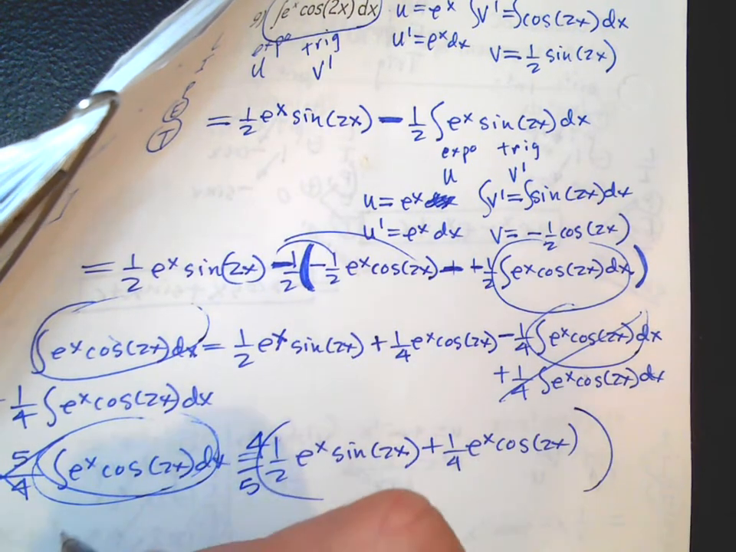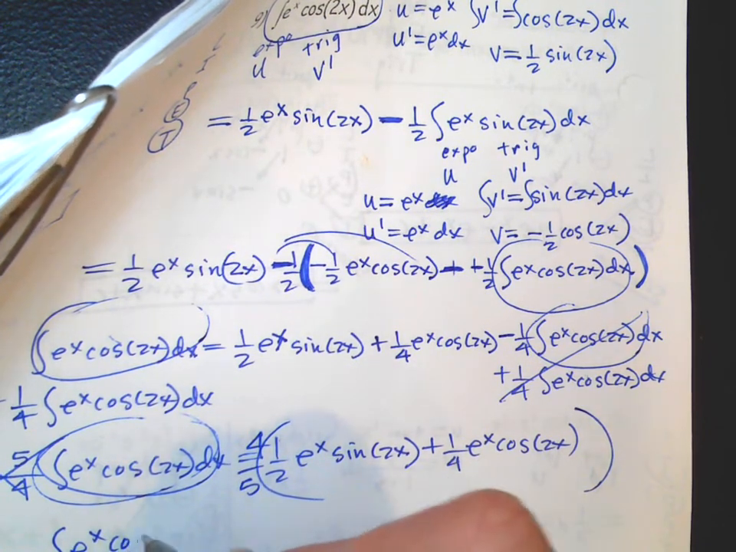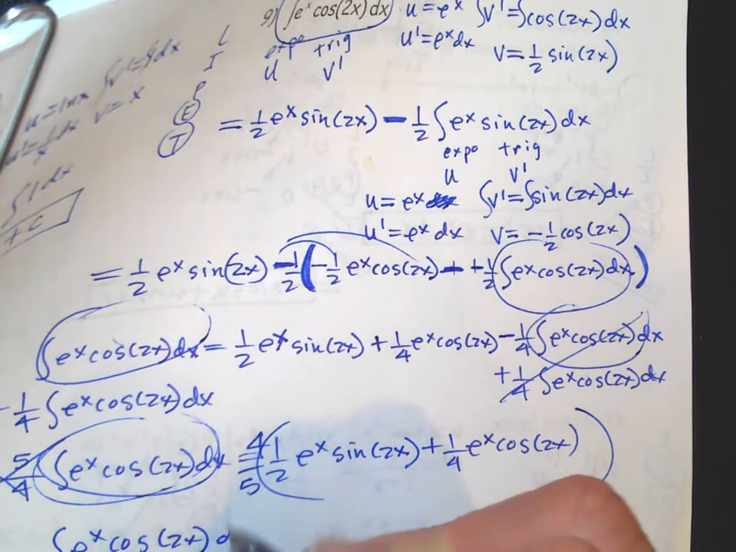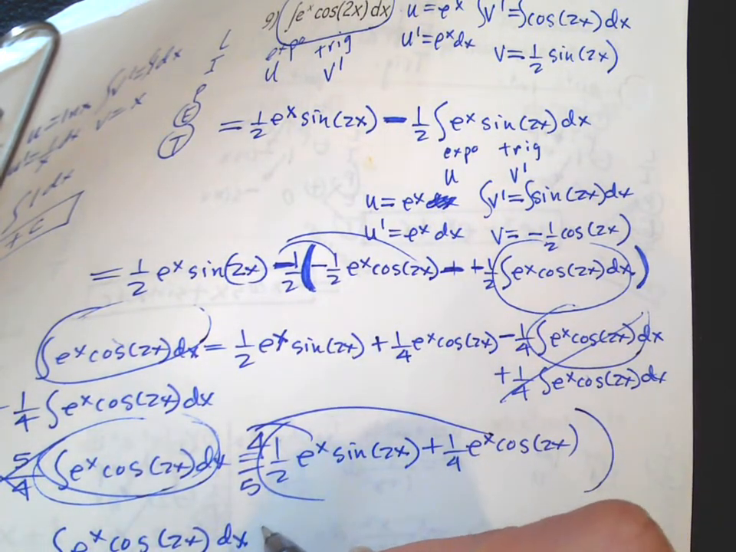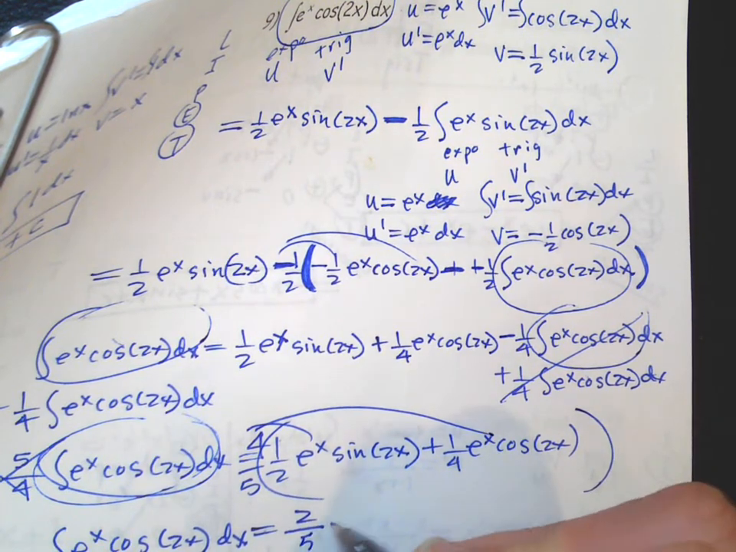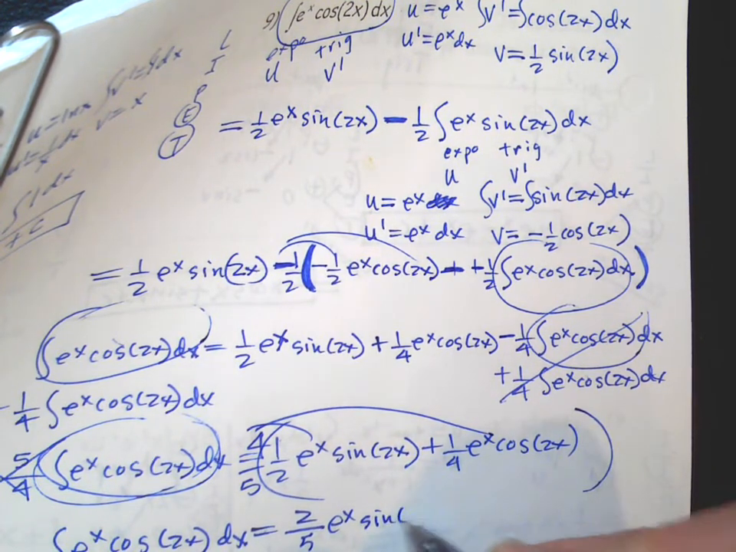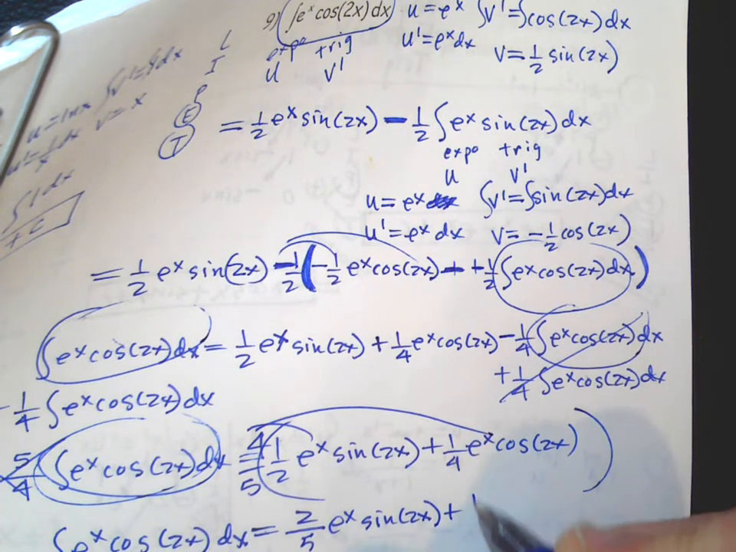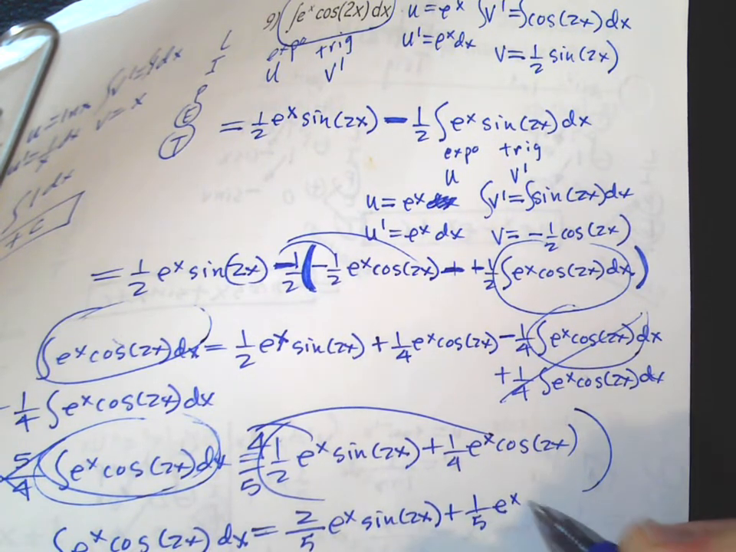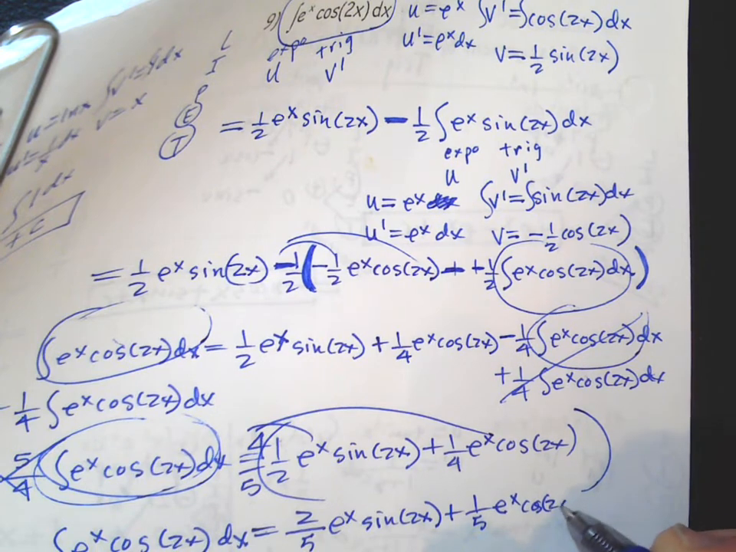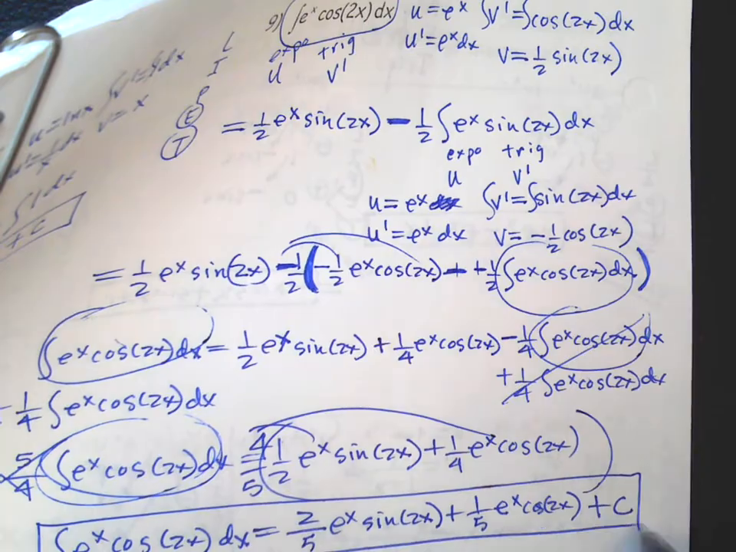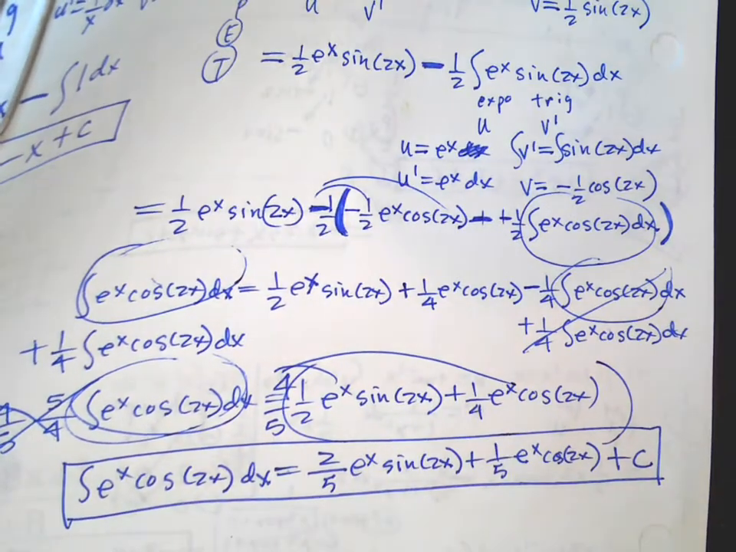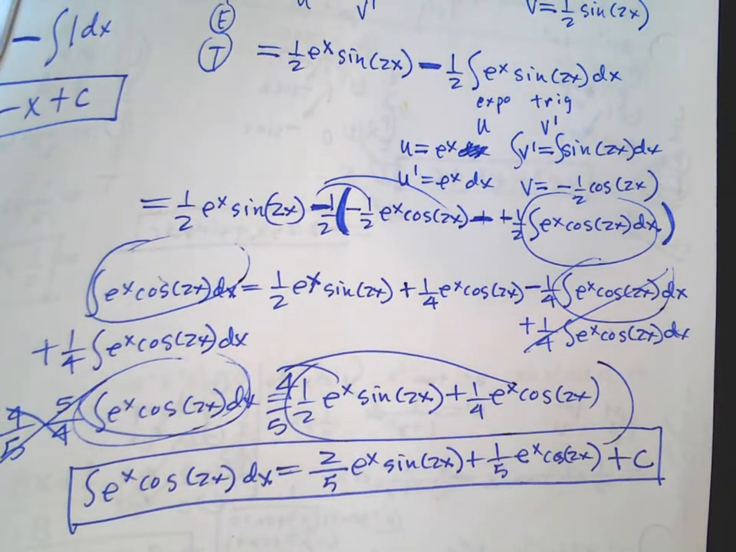And now we have isolated that term. And we got to distribute this, and we got to remember to put plus c. So this is going to be 2/5 e to the x sine 2x plus 1/5 e to the x cosine 2x, and then you need a plus c. Boom. You did it. I mean, still hard, but kind of cool trick, right?